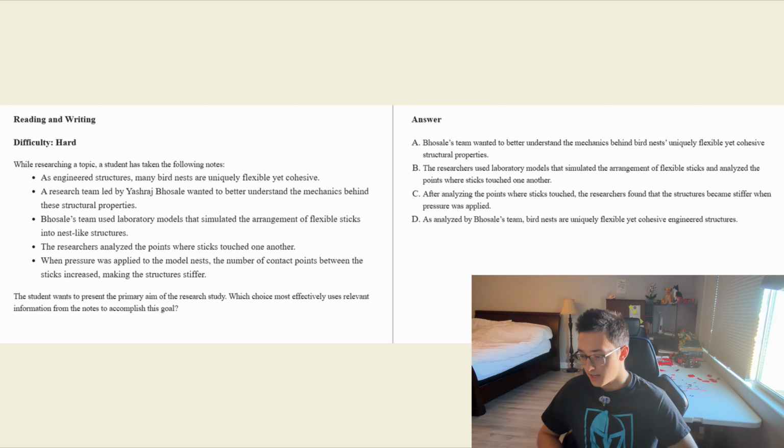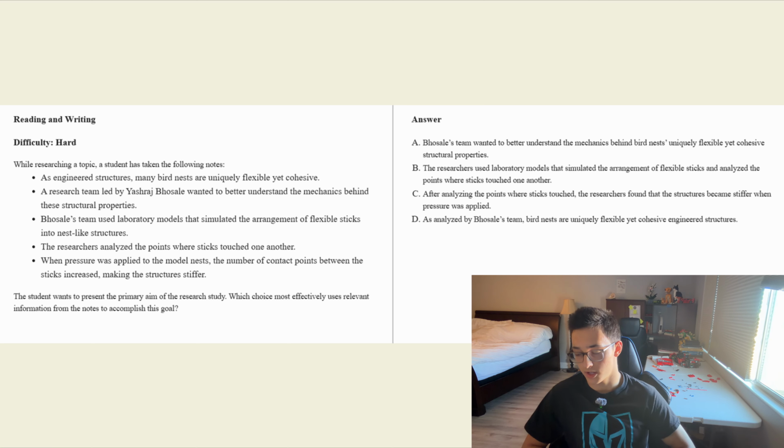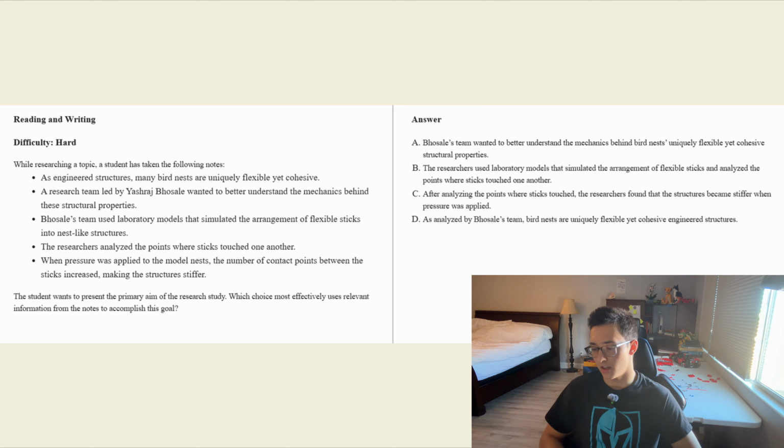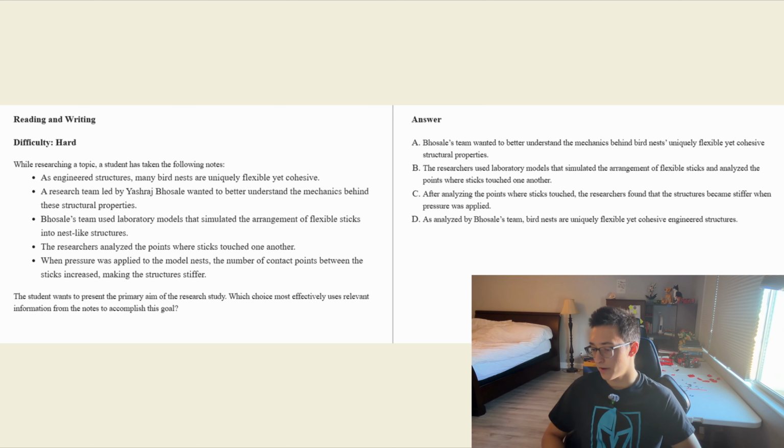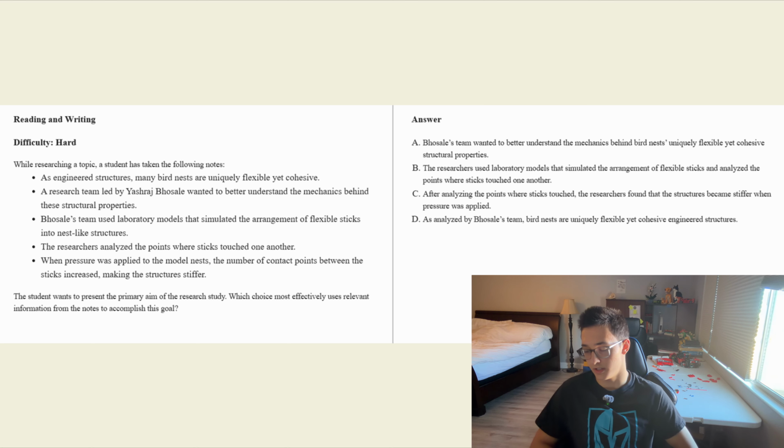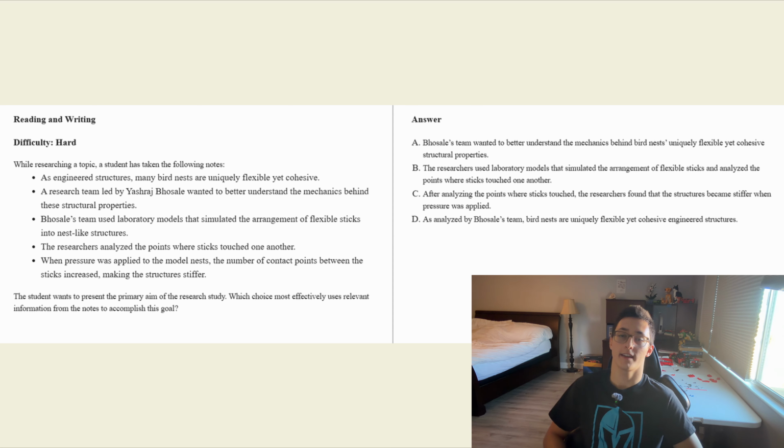C says, after analyzing the points where the sticks touched, the researchers found that the structures became stiffer when pressure was applied. So that's almost like an observation for what was happening during the study, but it's definitely not the primary aim, so we can cross C out. D says, as analyzed by B's team, bird nests are uniquely flexible yet cohesive. That's not talking about the aim of the study. That's talking about the results, but it's not showing what they're trying to do. They're trying to understand the mechanics behind the bird nest. That is the primary aim. And so that's why A is once again correct.